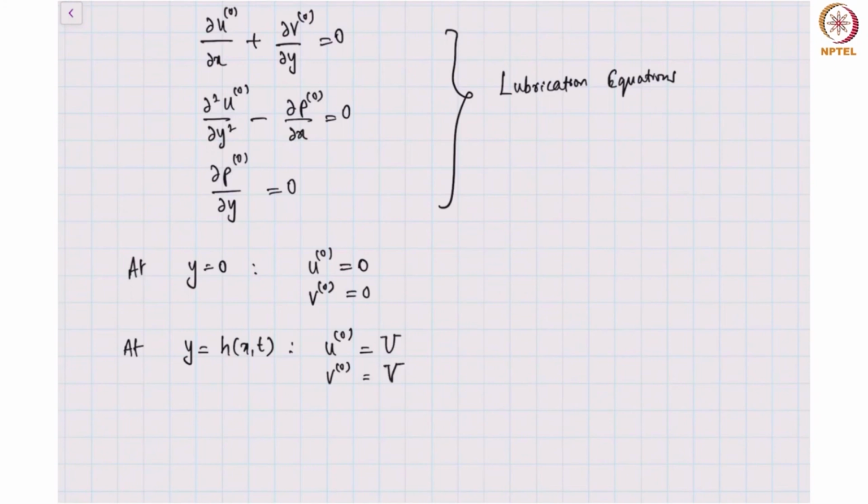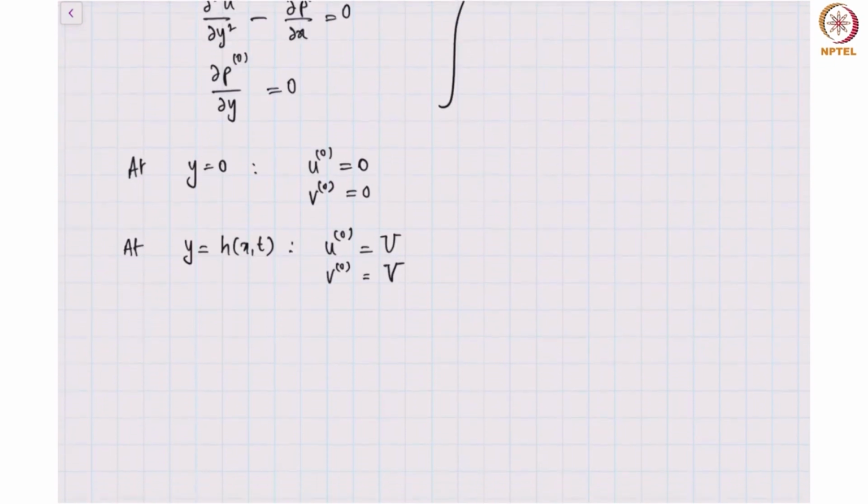So with this, one should be able to solve the system of equations. And notice that you can integrate the x momentum equation directly to get the velocity that's varying in y. And once you know the velocity field, you can then use the continuity equation to get the vertical velocity and also get the pressure field. Now I want to make one important observation about the pressure.